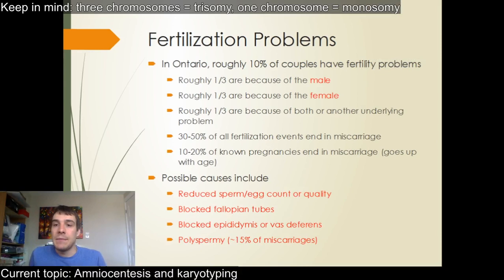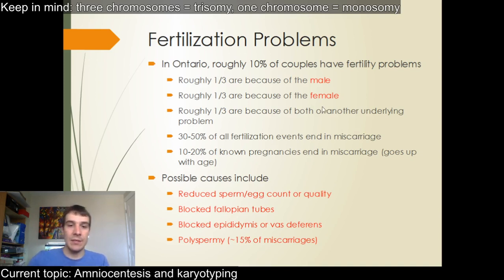Let's talk about the rate of these problems and some stats about issues in fertilization and in childbirth. So first off, about 10% of couples have fertility problems, and this isn't just like they try it once and they can't conceive. This is consistent effort multiple times and they can't conceive. So that's what fertility problems are defined as. It's split about 1/3 male, 1/3 female, so it's not like it's one person's fault. And roughly 1/3 are because of both or some other problem.